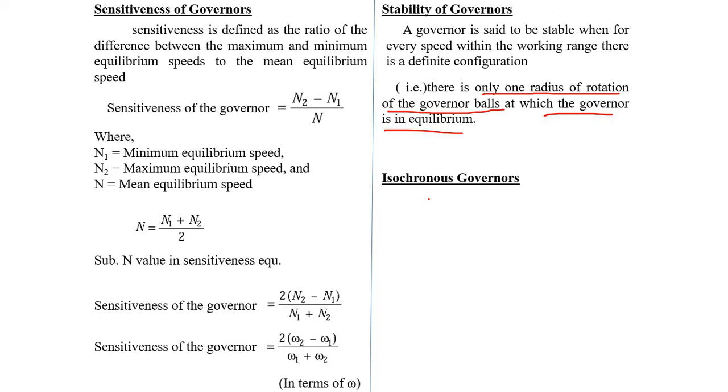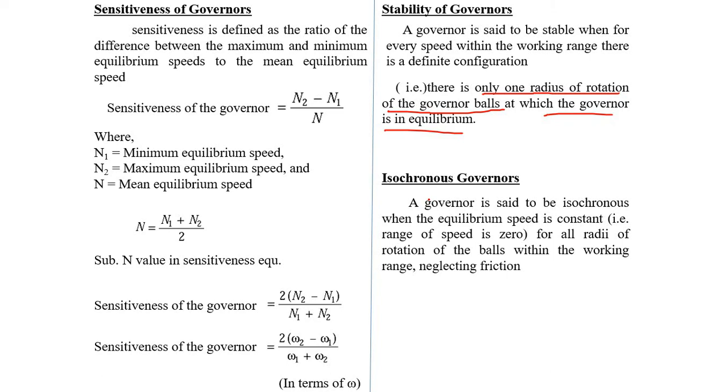Then the isochronous governor. The governor is said to be isochronous when the equilibrium speed is constant for all radii of rotation of the ball within the working range, neglecting friction. This is called the isochronous governor. Isochronism is the stage of infinite sensitivity.